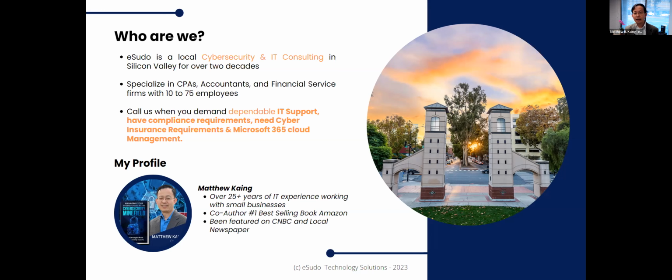Businesses call on us when they demand reliable IT services. They have compliance requirements like the FTC Safeguards Rule, or they need a cybersecurity risk assessment, or they need help with their Microsoft 365 cloud services.